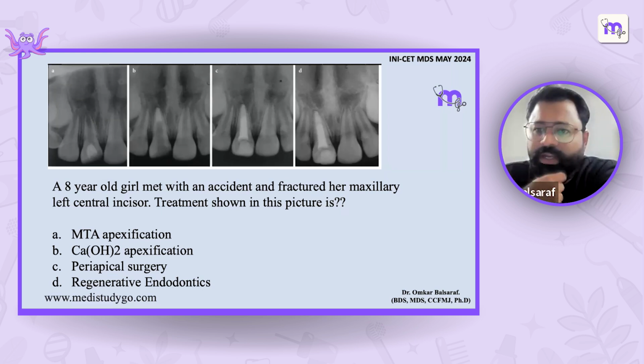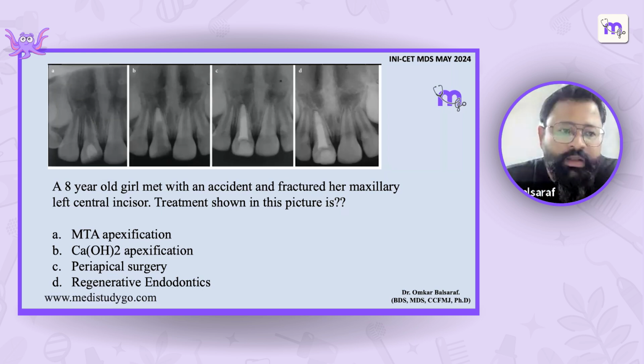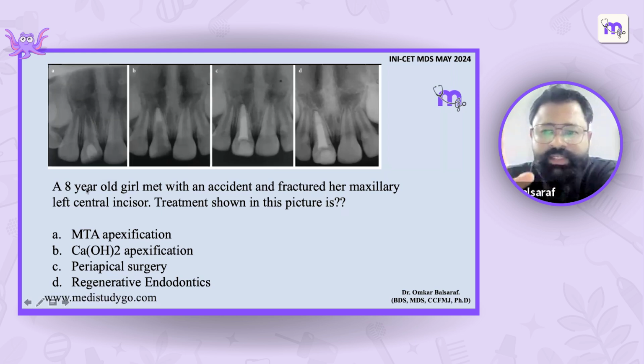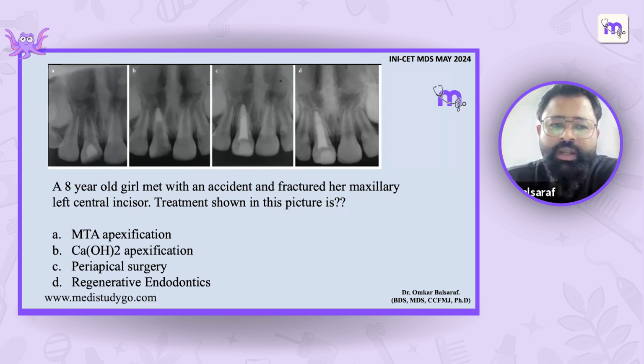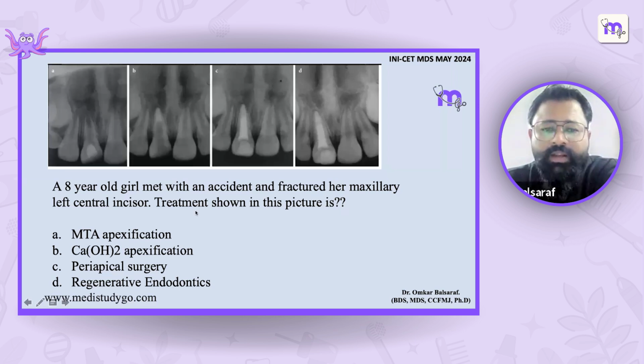Okay. So we are talking about something like an open apex here. Even if you don't have an X-ray, you should imagine that an 8-year-old girl will not have a completed root, or it is in the process of completion. So she's going to have an open apex for sure. She's met with an accident and fractured her maxillary left incisor. The treatment shown in the picture is, now if you just see, they have made an access cavity preparation.